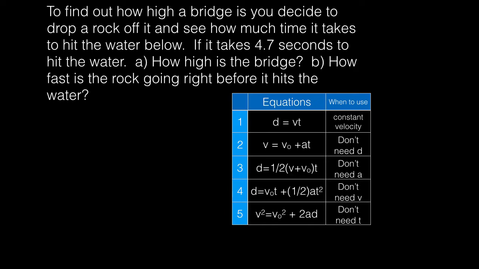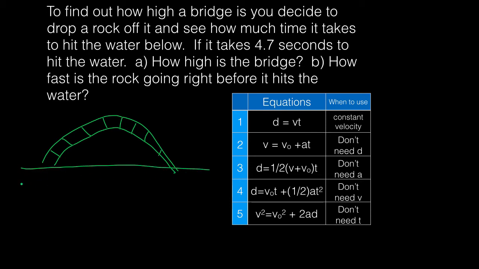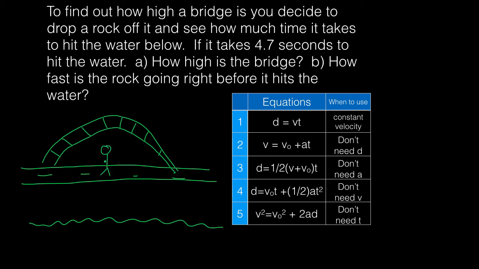On all of these projectile motion problems, I think the best place to start after you read it the first time is to start with a picture that illustrates what's going on. And so we know there's a bridge. Let me do my best attempt at drawing the bridge here. Okay, we've got the road, and then underneath the bridge there's some water. And you're standing up here on the bridge, and it says you're going to drop a rock and time how long it takes for it to hit the water.